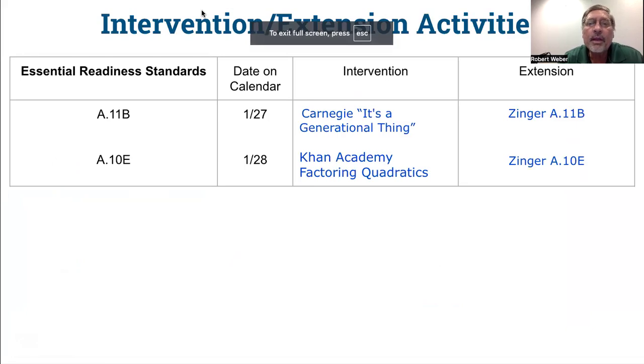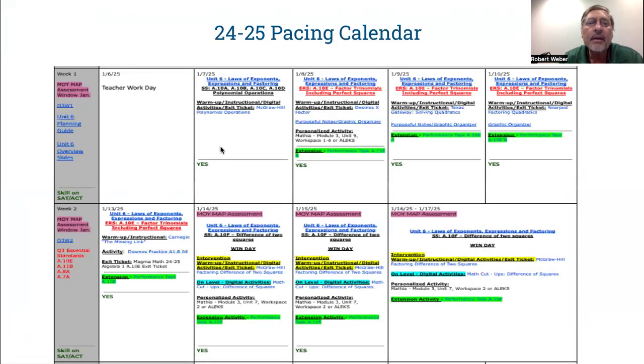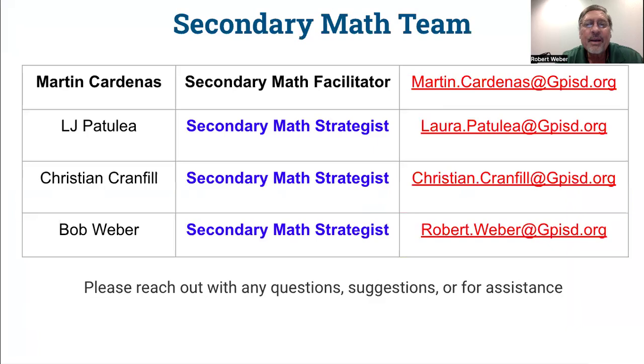Of course, there is a Winday, so there are some intervention things on 10, 11B and 10E since they are essential standards. The Zingers provide the enhanced or the enrichment. And we are into quarter number 3, semester number 2. It'll go fast now. It always does. And of course, the folks that you can call on to help you out.